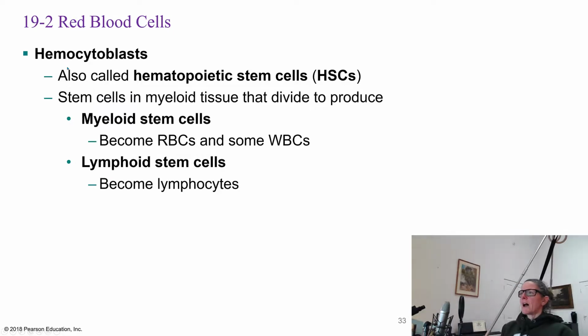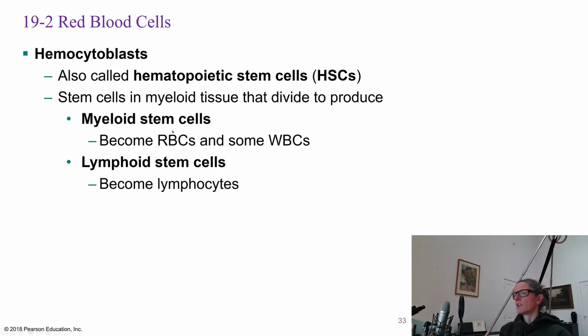Then we can look at something called hemocytoblasts, and these are also called hematopoietic stem cells. These are important for producing all of the formed elements. We have two types of hematopoietic stem cells. One are called myeloid stem cells, and this gives rise to all the formed elements except lymphocytes. And lymphocytes have their own stem cell called lymphoid stem cells.